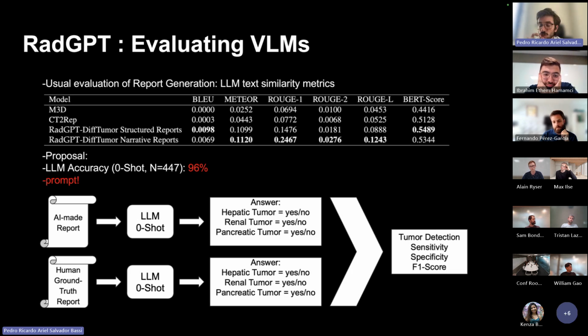So for example, checking if the sizes are correct, but for that we did not use an LLM, we used radiologists, and then the data set size was much smaller because we needed the radiologists to check each one of them. So thank you.